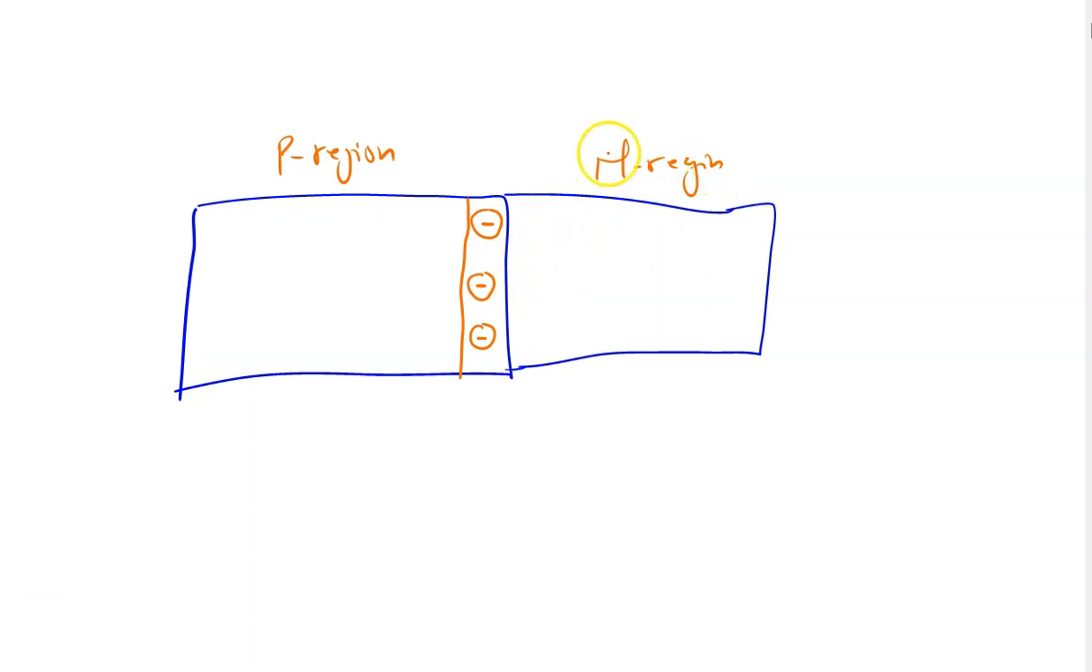Let me spell the n region well. n-type, n region, they can mean the same. So this region is the n region, and this is the p region. The electrons will move to occupy the holes at the boundary of the n region.